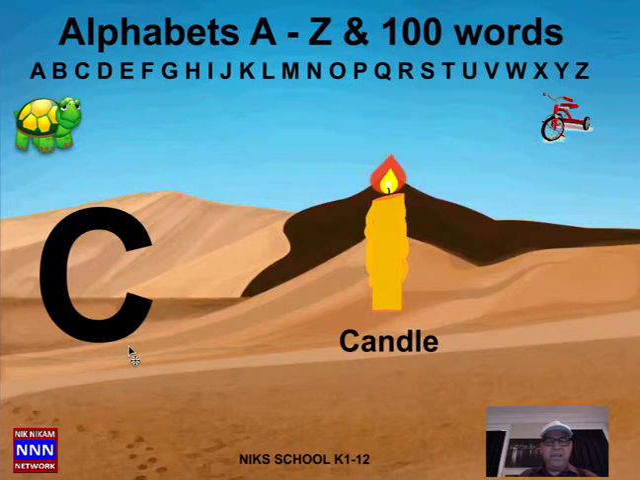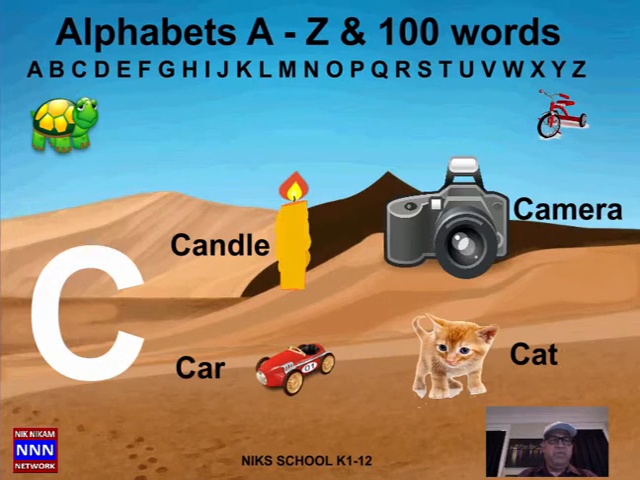Here is letter C. C is the third alphabet in the English alphabet chain. Okay, letter C, an example is candle. C is pronounced as ka, candle. Okay, let's look at some more examples of words starting with C.